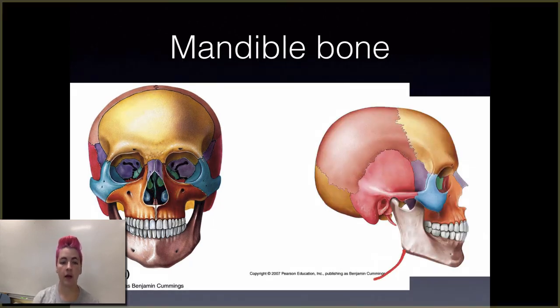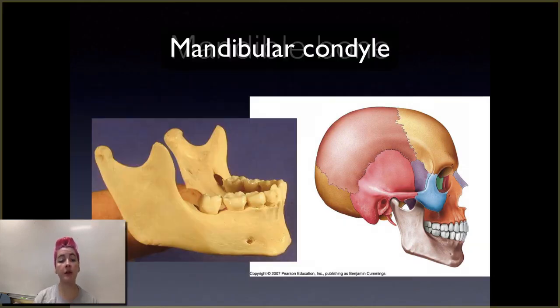The mandible is the lower jaw. The mandible is the only movable bone in the skull. The mandibular condyle is the part of the bone that articulates with the rest of the skull. It sits in the mandibular fossa of the temporal bone. This would be the mandibular condyle, and in this picture, that is the mandibular condyle. So this is what sits up in the mandibular fossa.